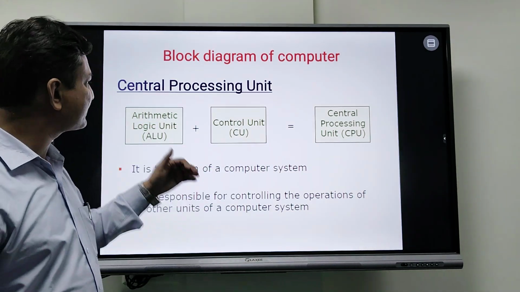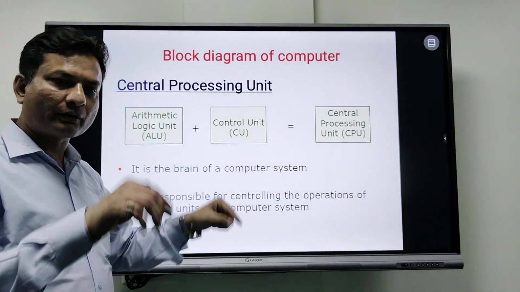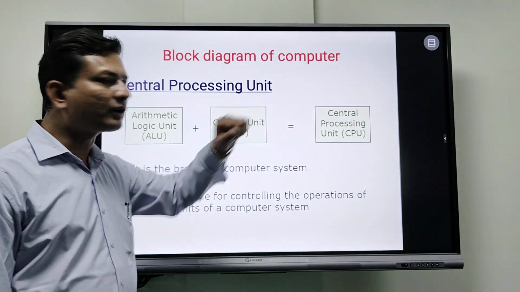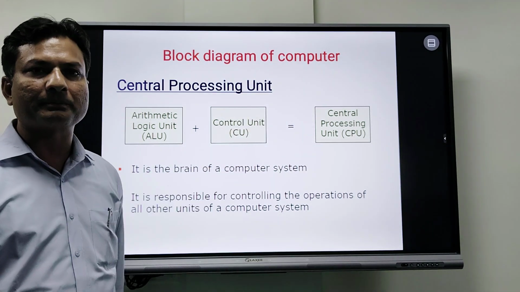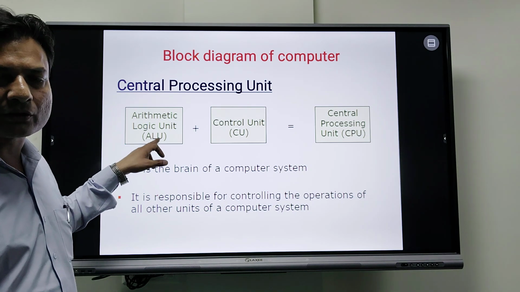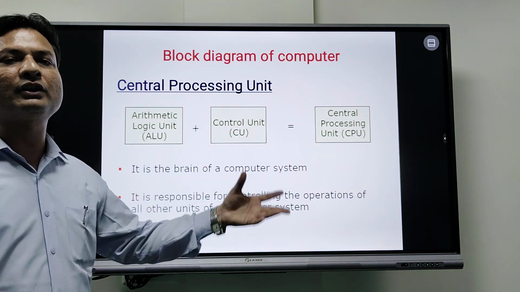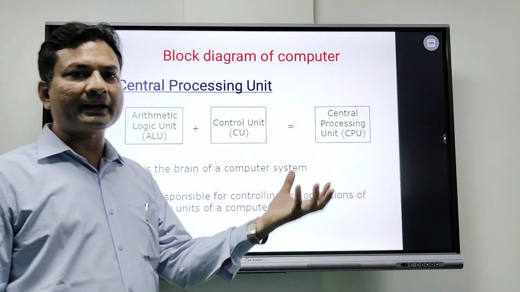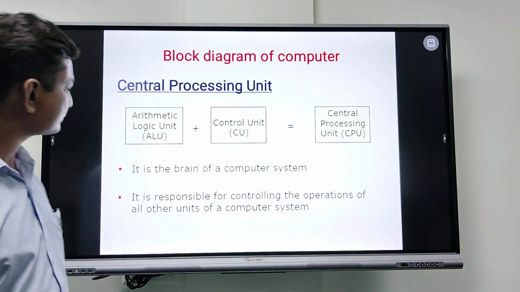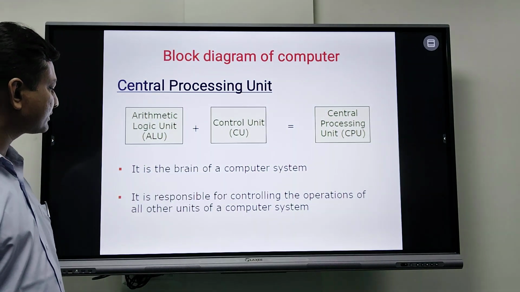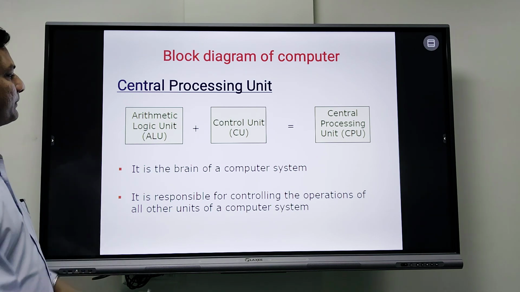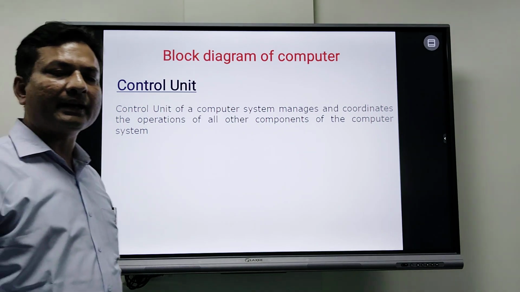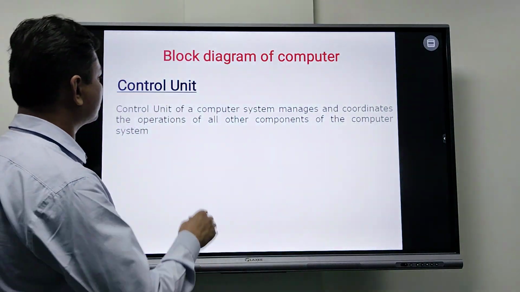So by combining these two units, ALU and CU, the one big unit will be called the central processing unit. So we can say, what is the CPU? The CPU is the brain of the computer system because it performs all the arithmetic and logic operations and it controls all the functioning of the computer system. Hence, by combining these two units, one bigger unit will be created and that unit is called the CPU. It is responsible for controlling the operations. Obviously, this is done by the control unit. Okay, I would like to tell you one more thing, that there is one more part of the CPU.